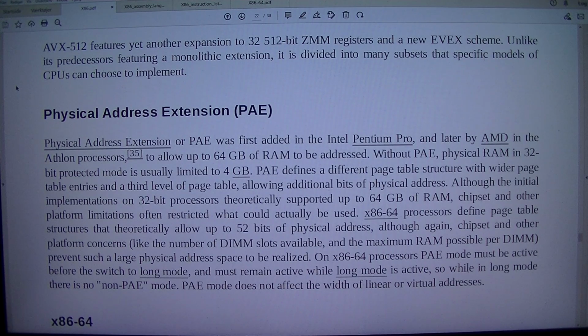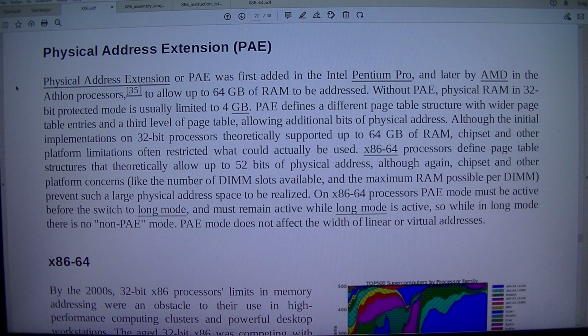Physical Address Extension, or PAE, was first added in the Intel Pentium Pro, and later by AMD in the Athlon processors, to allow up to 64 GB of RAM to be addressed. Without PAE, physical RAM in 32-bit protected mode is usually limited to 4 GB.